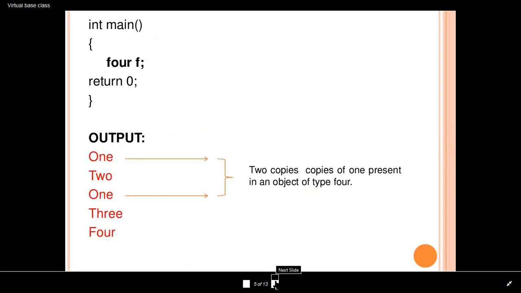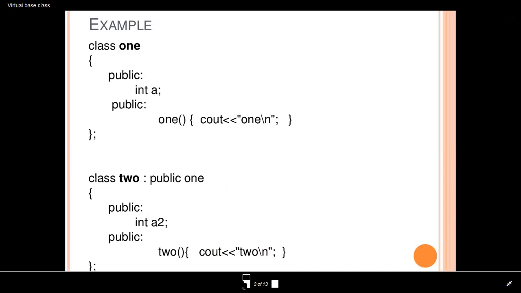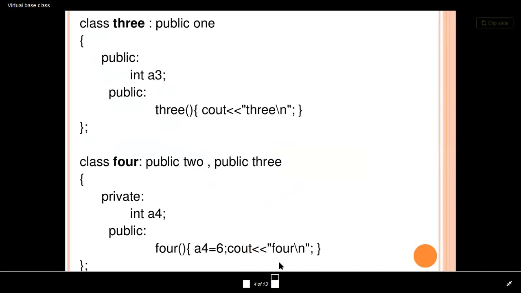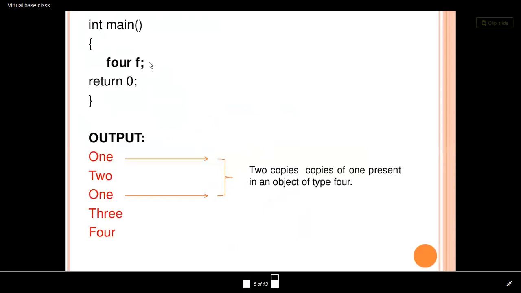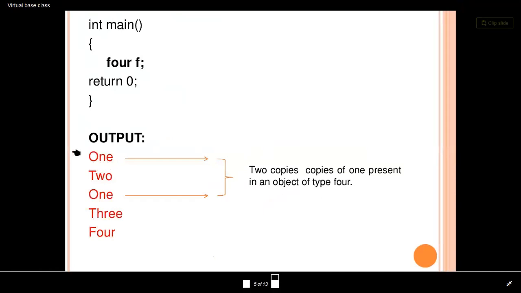Now whenever we start with this, integer 4f, it calls the constructor. In the constructor, as you can see, 1 prints 1, 2 prints 2, 3 prints 3, and 4 prints 4. As soon as I type 4f, it calls all the constructors. And you will see that the constructor of class 1, the class A in our example, is getting called twice. So you see, class 1 is getting called twice.